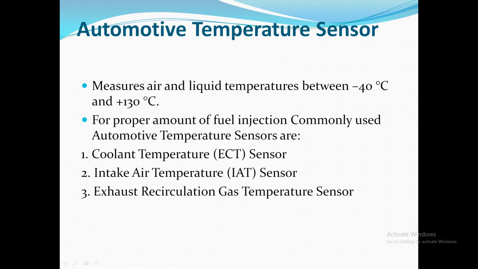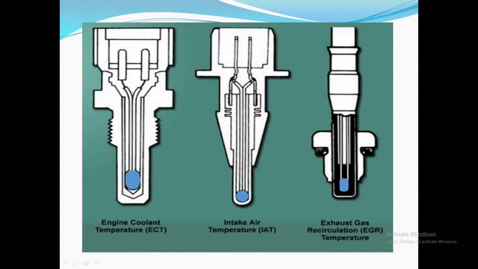The temperature sensors used in automotive measure air and liquid temperature in the range of -40 degrees Celsius to +130 degrees Celsius. For the proper amount of fuel injection, commonly used automotive temperature sensors are the coolant temperature sensor, intake air temperature sensor, and exhaust recirculation gas temperature sensor. This is the diagram of the three sensors, and the round blue part which can be found in all three of the sensors is nothing but the thermistor.